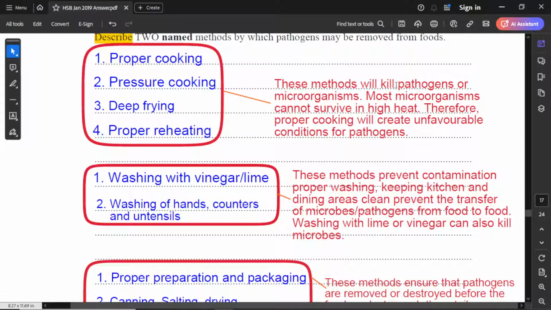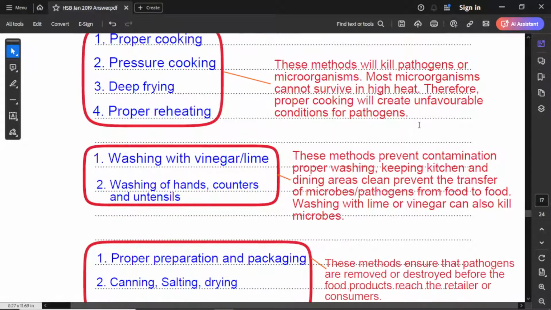All right. And again, most microorganisms cannot survive in high heat, just to make a note of that. And so therefore proper cooking will create unfavorable conditions for pathogens. And so they may die before you actually consume the food. So that's one way to remove them.